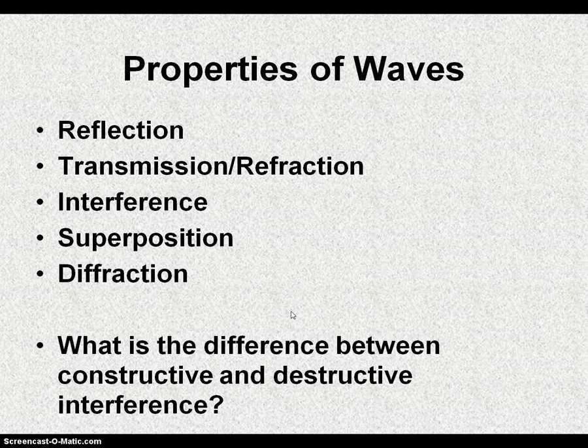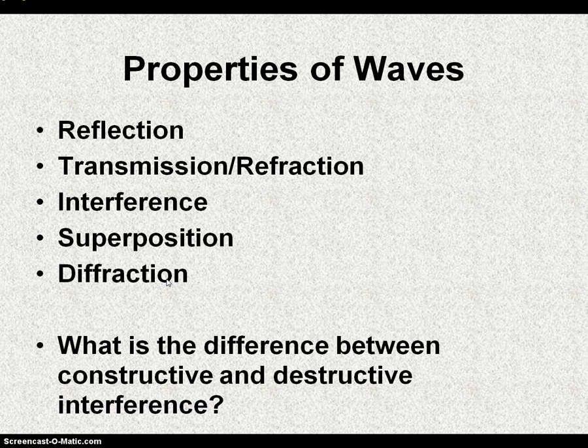I'm going to discuss in this video an experiment called Young's double slit experiment and some interference patterns that are seen as a result. So remember that the properties of a wave are reflection, transmission and refraction, interference, superposition, diffraction. So we've already discussed reflection and refraction. And in this video I'm actually going to discuss interference and a little bit of diffraction.